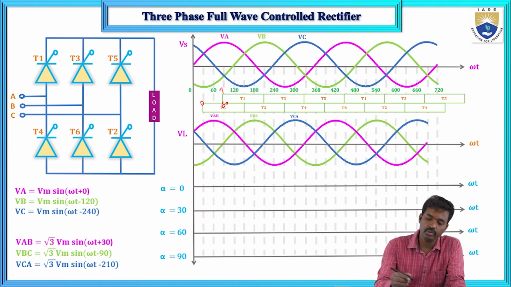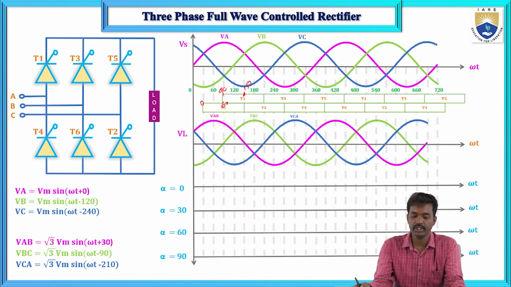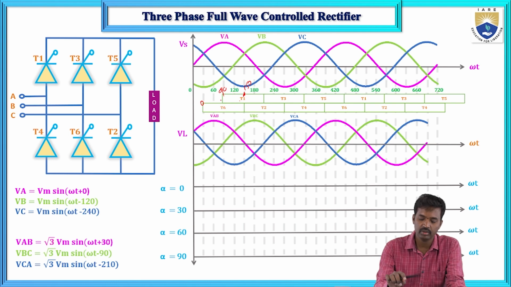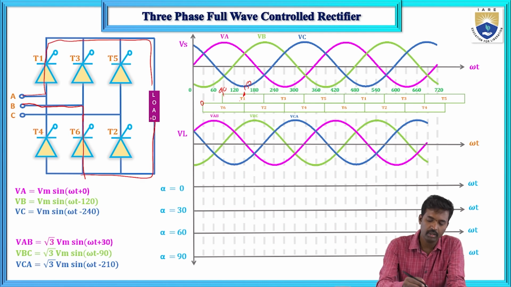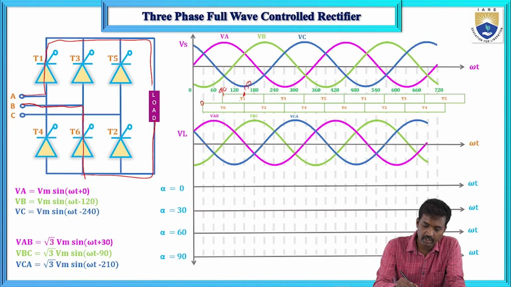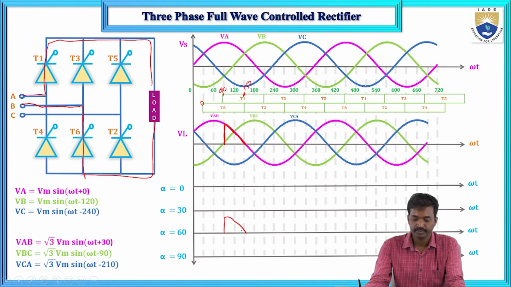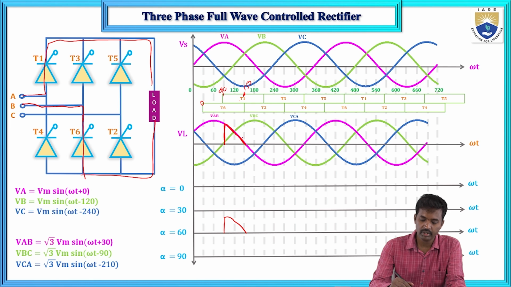From 90 to 150 degrees duration, T1 and T6 thyristors will conduct. T1 and T6 means T6 is the middle one and T1 is the first one. So that is VAB, and VAB is the case here, like this. At 60 degrees duration, T1 and T6 will conduct. From 30, it will follow the supply voltage.